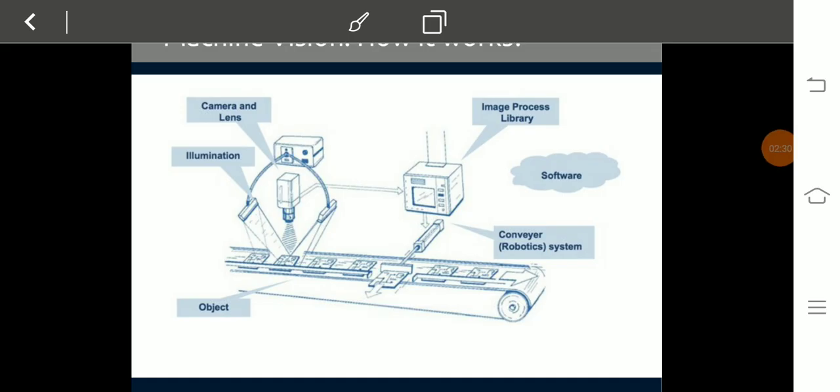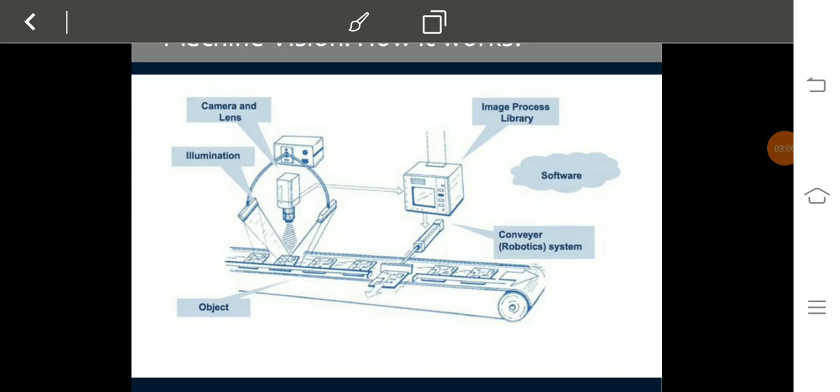Let's see the basic components of a machine vision system. The first one is the camera, which acts as the eye of the system, capturing images or videos of the objects being inspected. The second one is the lighting system. Lighting ensures the proper features of the objects are visible for analysis. The common types include LED, fluorescent, or backlighting.